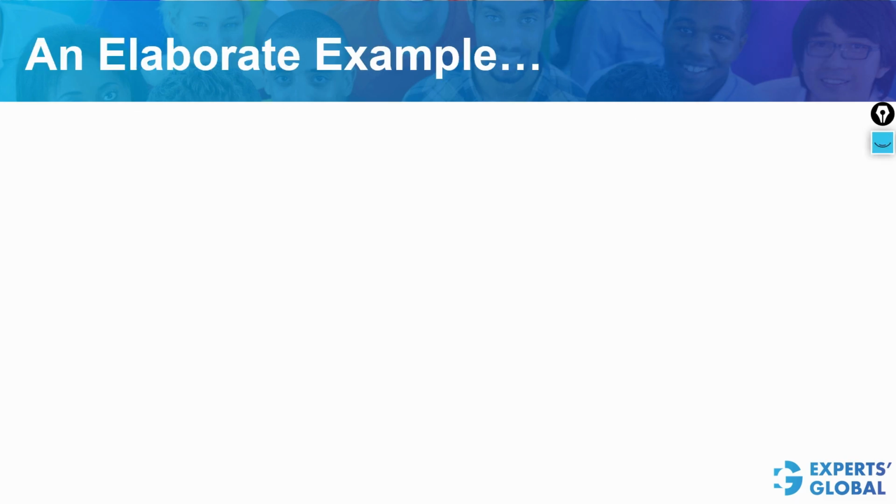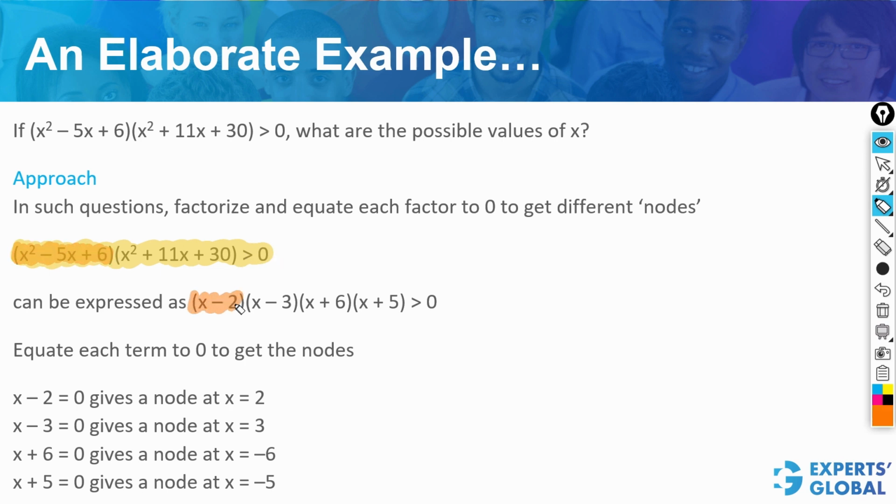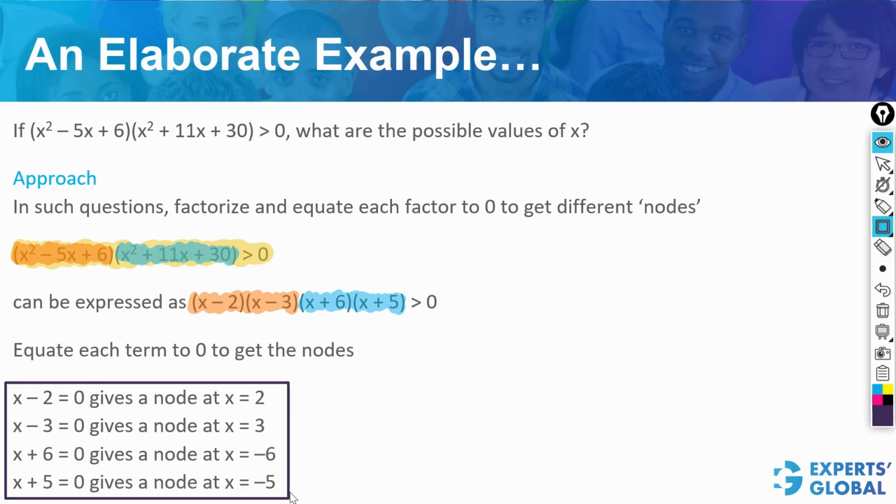For a deeper understanding of the concept, let's take an elaborate example now. Here are the first few steps. This is the expression given. We must factorize it. The first part factorizes into the first two terms here, whereas the second part factorizes into the last two terms here. Then equating each of the four terms to 0 gives us these four nodes.